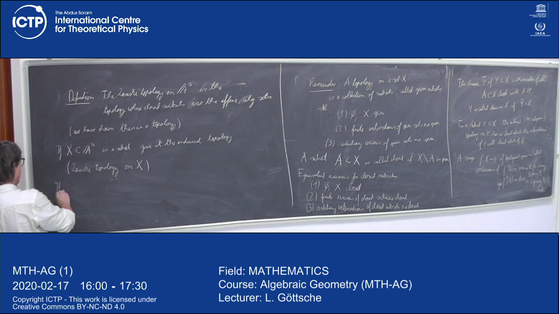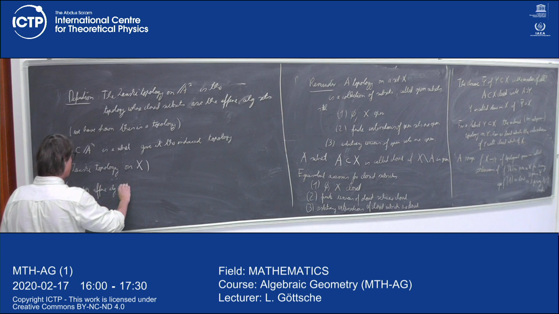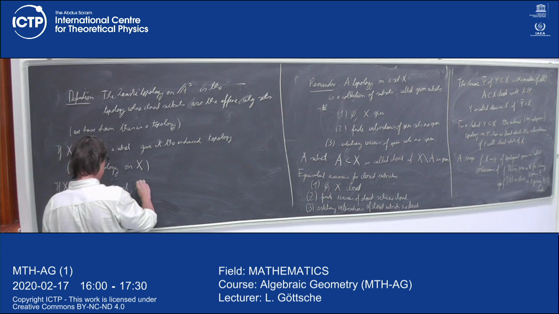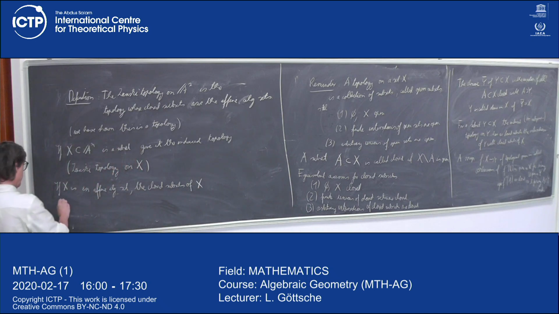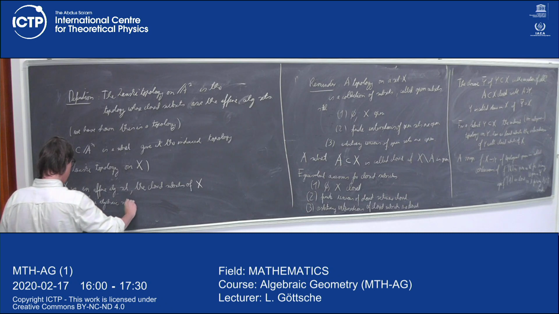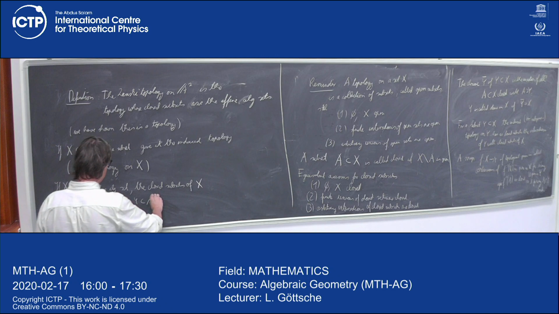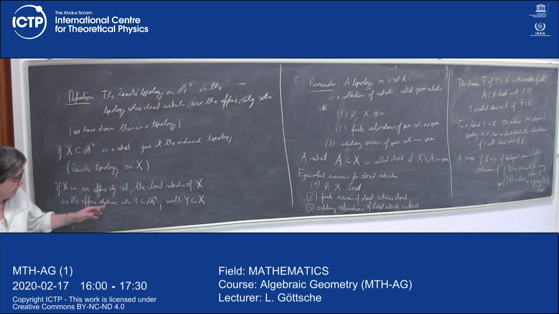But if X is an affine algebraic set, we see that the closed subsets of X in the Zariski topology are the affine algebraic sets Y in AN which are contained in X. This is because they should be the intersections of X with the closed subsets, the affine algebraic sets, but we know that the intersection of any two algebraic sets is an algebraic set.